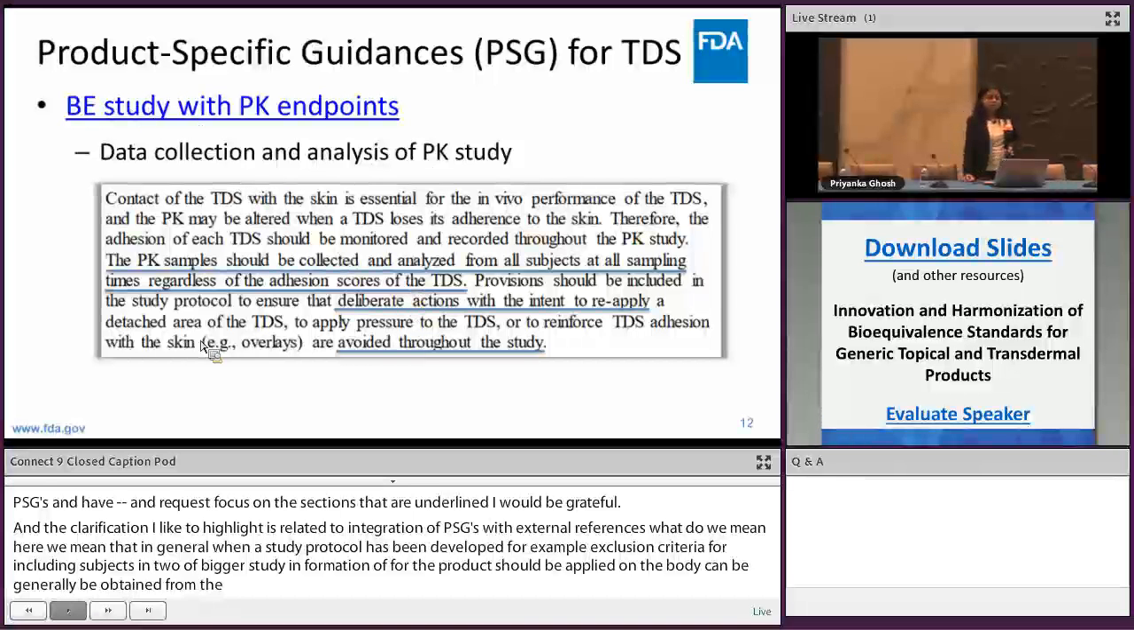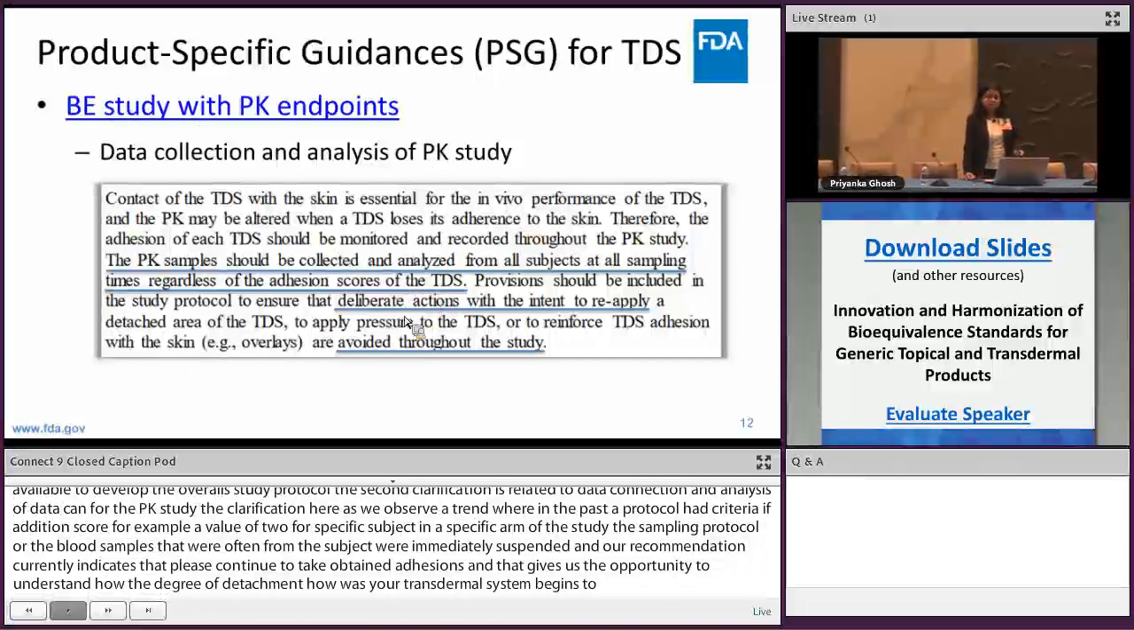We also provide some clarification that there should not be any deliberate action to reapply the product during the scope of the study, and overlays and tape and such should be avoided throughout the study.